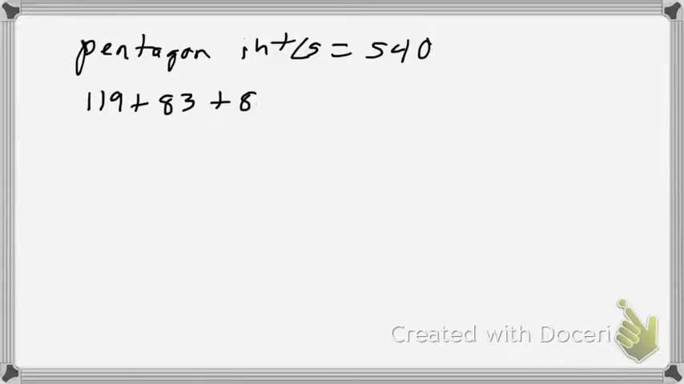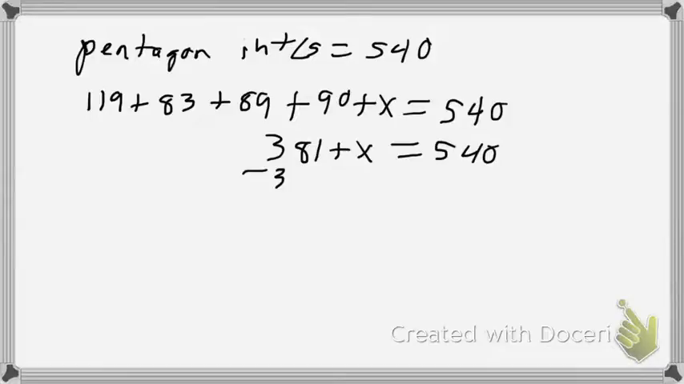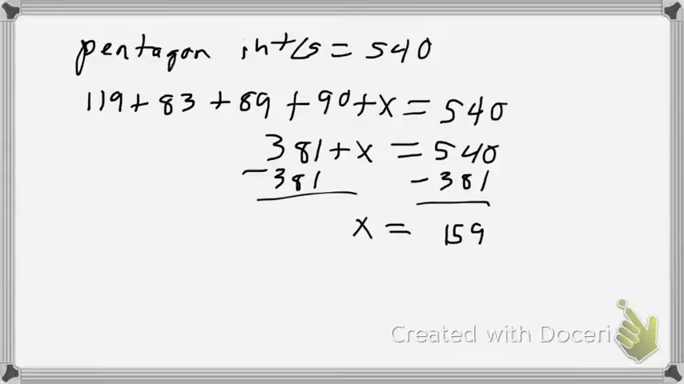Number 7. So we know that if we add up all of the angles in there, they don't have to equal 180. They actually have to equal 540. There we go. So 119 plus 83 plus 89 plus 90. Plug that into your calculator. You get 381 plus x equals 540. You're then just going to subtract 381 from both sides, and you're going to get that x equals 159 degrees.